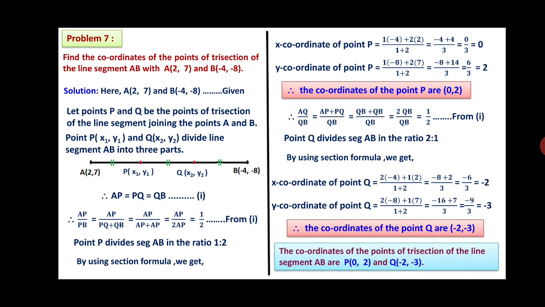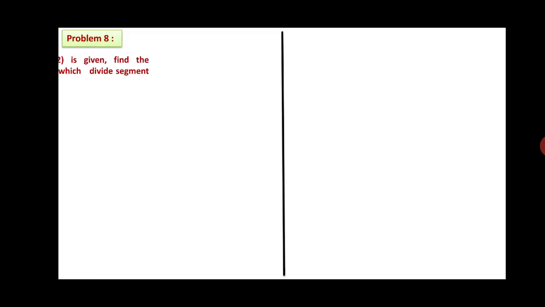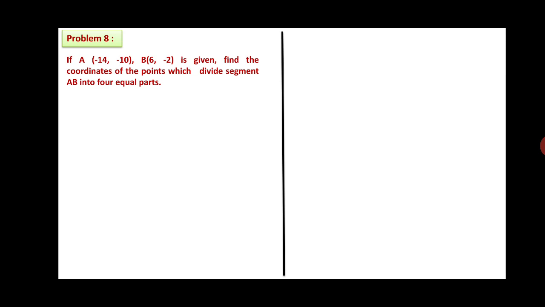So the coordinates of the points of trisection of the line segment AB are P (0, 2) and Q (minus 2, minus 3). Friends, we will continue with one more problem. Very important, this one. If A (minus 14, minus 10) and B (6, minus 2) are given, find the coordinates of the points which divide line segment AB into 4 equal parts. Most of the time this question has been asked, so be aware.